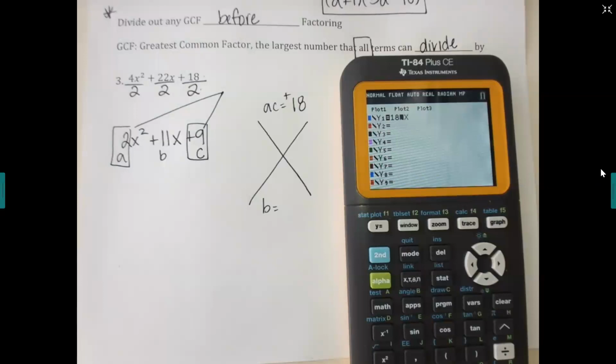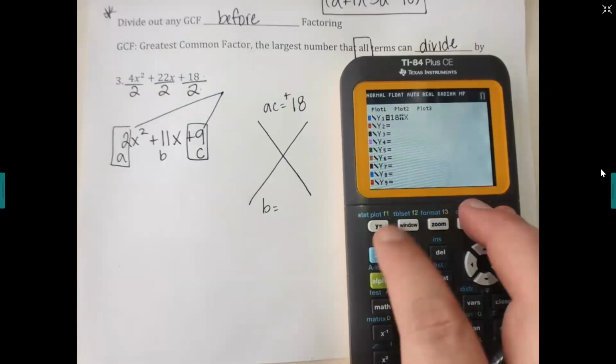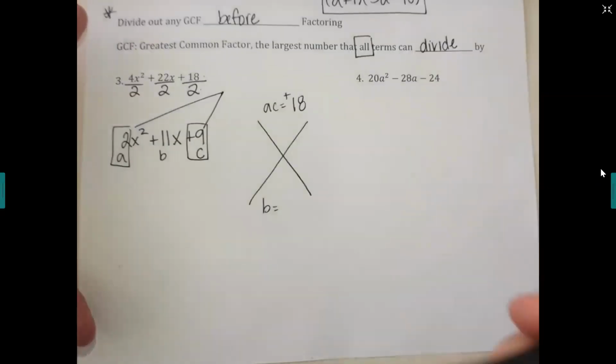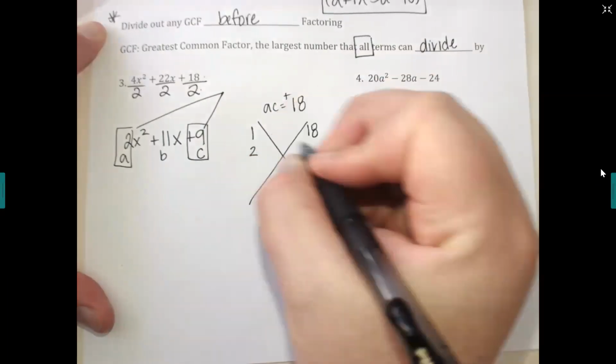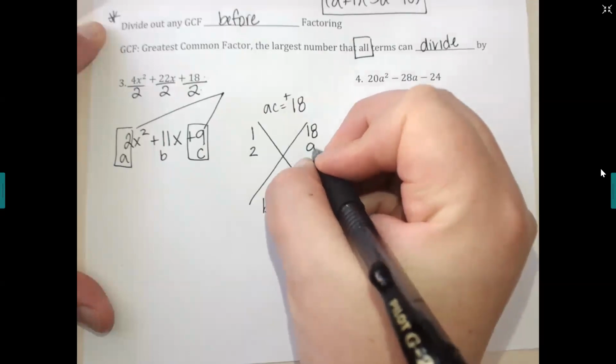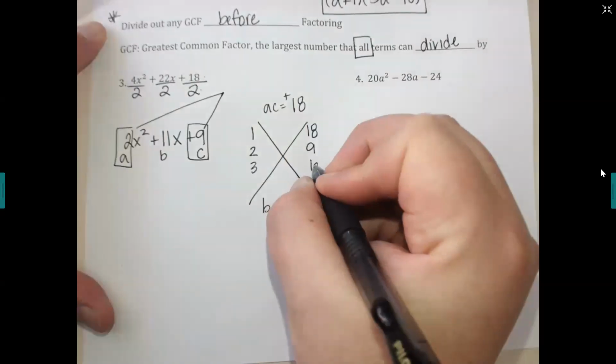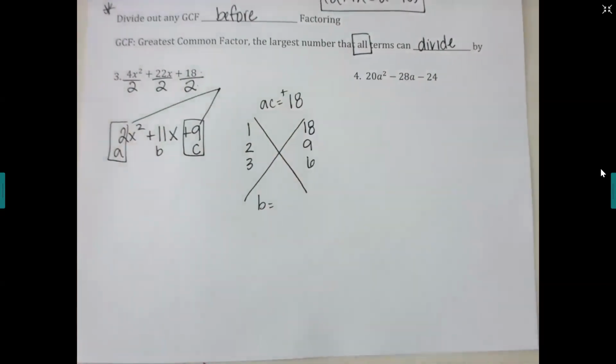Okay, so if I'm looking at my chart, I see 1 and 18. What's the next partner? 2 and 9. Okay, 3 and 6. And then any others? No. Now, out of those choices, is this an add or a subtract chart? Because the addend is what? Positive. If the addend was a minus, we'd be subtracting. So which of these are gonna add?